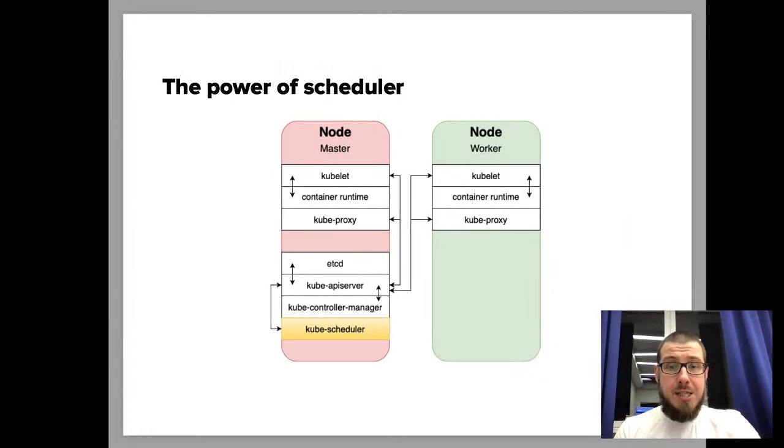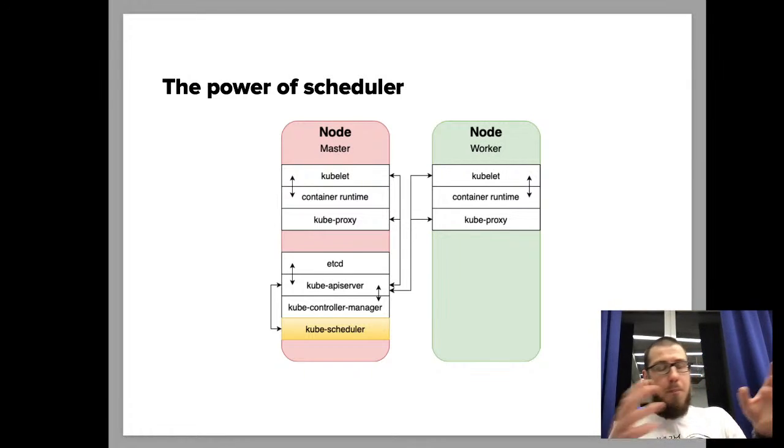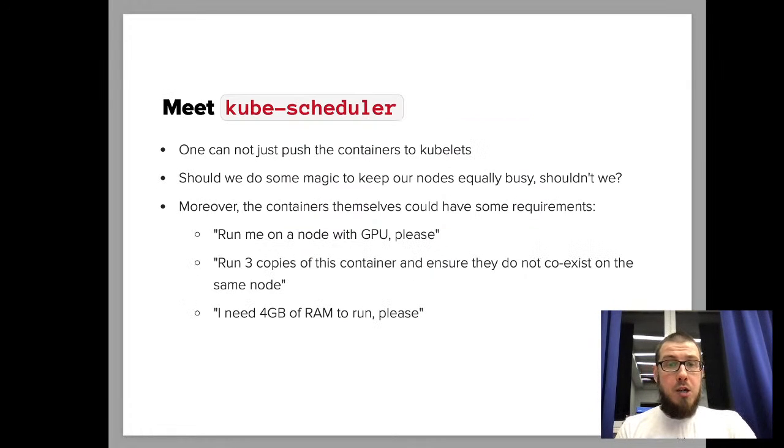Okay. And the last component we have to talk about, well, not the last one, because we have a lot of them really, is kube-scheduler. Kube-scheduler is a very important component because it makes a very hard decision: assigning pods to the nodes. We can't just push the containers to kubelets. We should do some magic to keep our nodes equally busy.